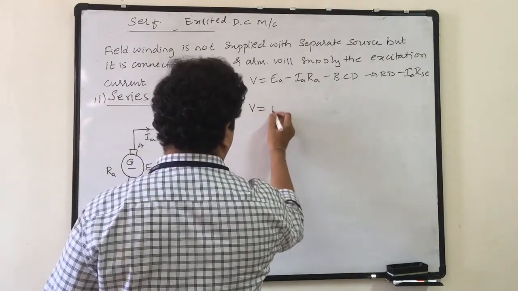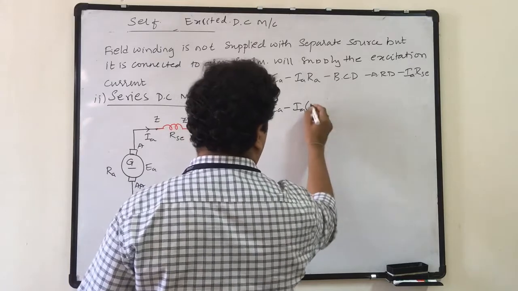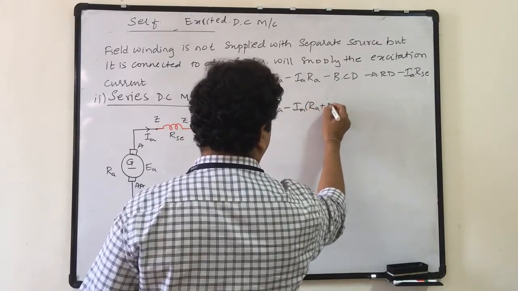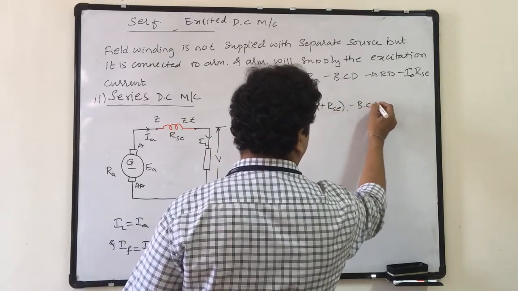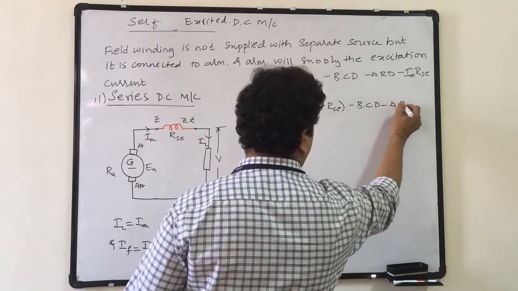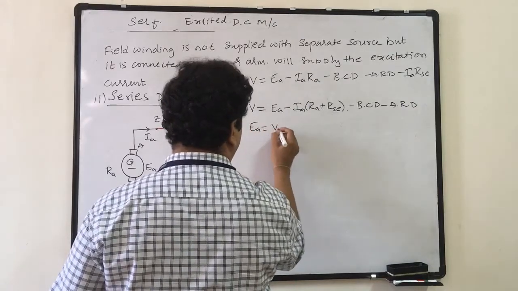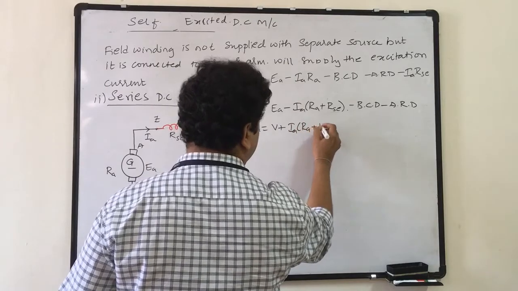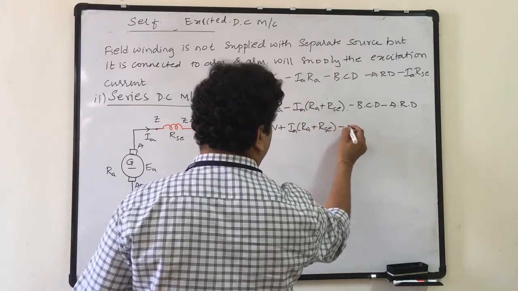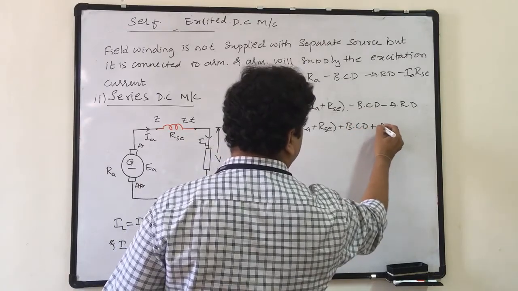So first we'll write the equation. V is equal to EA minus IA into, taking it common, RA plus RSE, minus BCD minus ARD. Or EA is equal to V plus IA into RA plus RSE, plus BCD plus ARD.